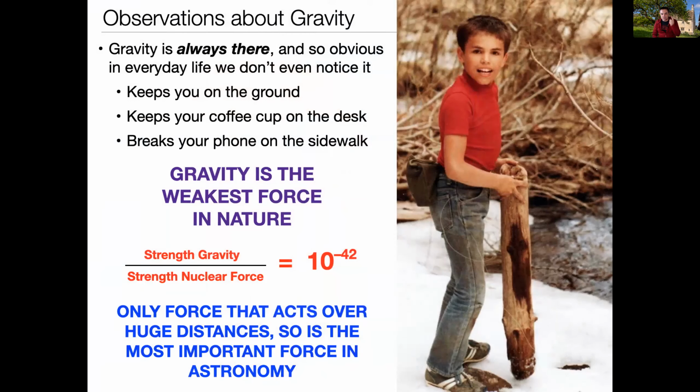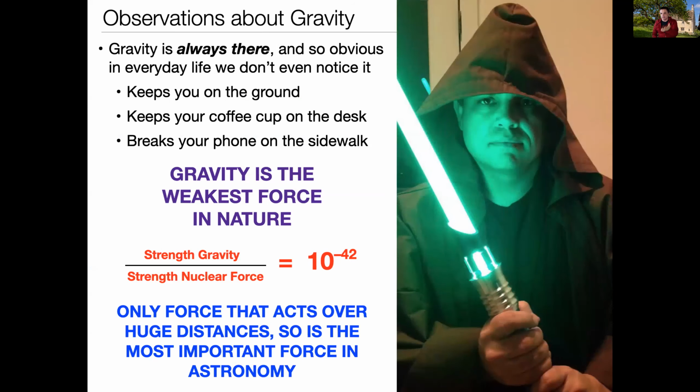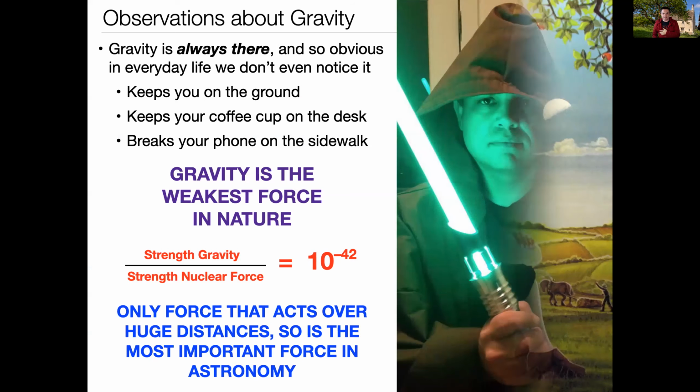So gravity is the weakest force in nature, but when you look at all of the forces, it's the only force that acts over huge distances. And so even though it's the weakest force, it is the most important force in astronomy. Nuclear forces only happen on the scale of atoms. Electromagnetic forces only happen on the scales where charges can see each other. Over long distances, everything's charge neutral, okay? Gravity is the only force that acts on enormous distances, and so it's the most important force in astronomy, okay? Unless you're talking about the force, and we'll come back to that some other day.